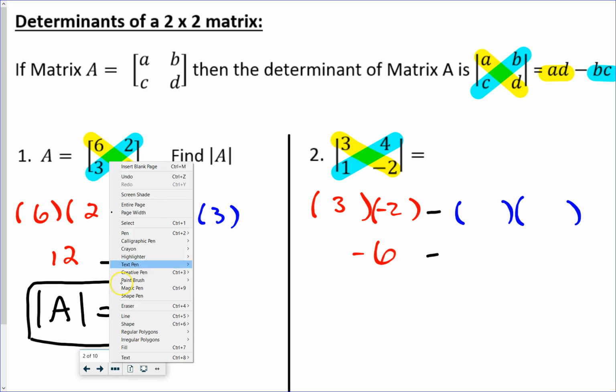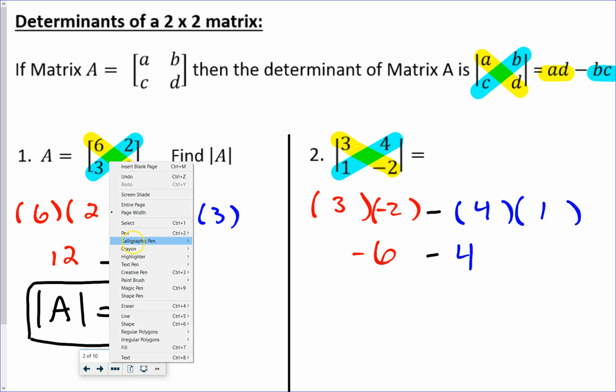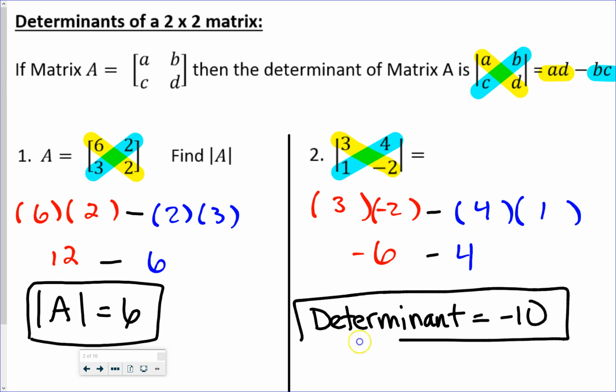Good. And then what are you going to multiply? -4 and 1. 4 and 1, which gives me... So what is negative 6 minus 4? Negative 10. So our determinant here is negative 10.